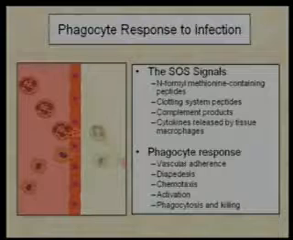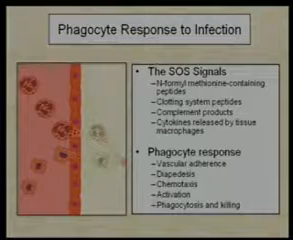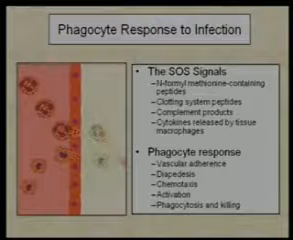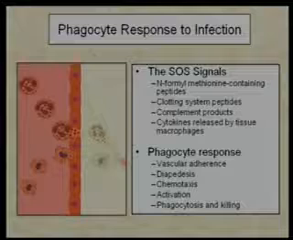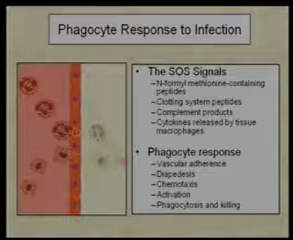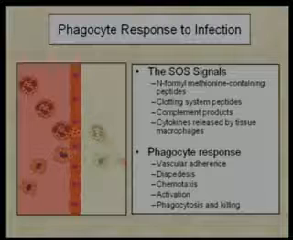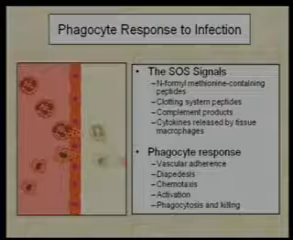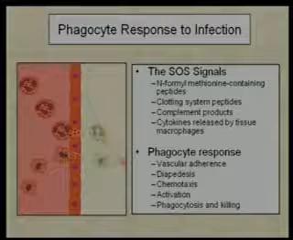All right. So how do these two groups of cells, the phagocytic cells, the neutrophils and the monocyte macrophages, how do they respond to infection? And what is their response? How do they know that there's an infection going on? Well, there are a number of different what I refer to as SOS signals that alert these cells that an infection is taking place. One of these is N-formyl methionine-containing peptides.